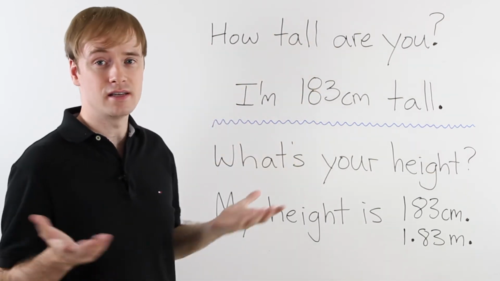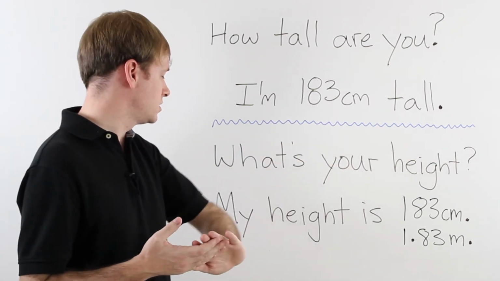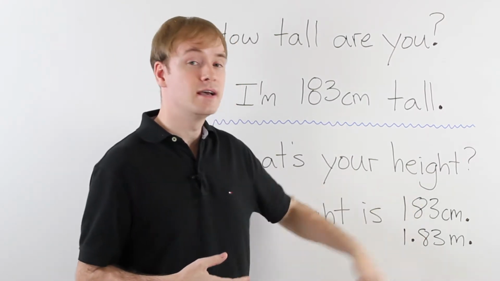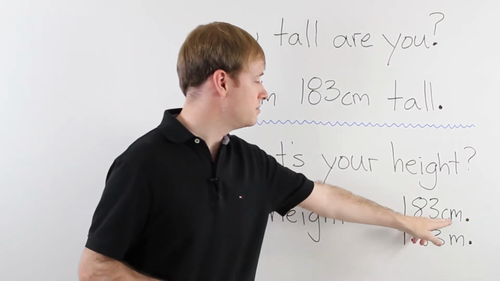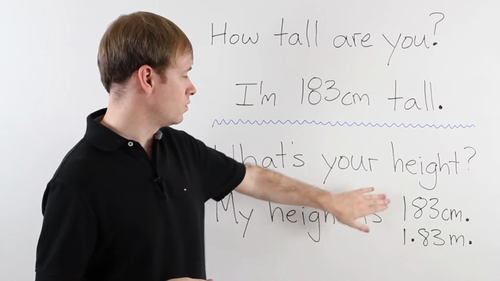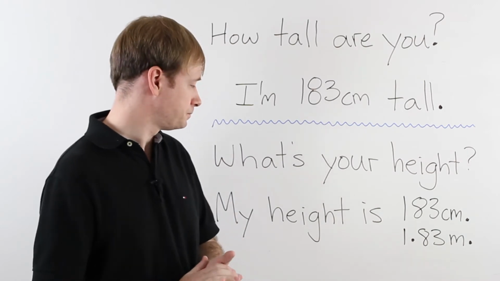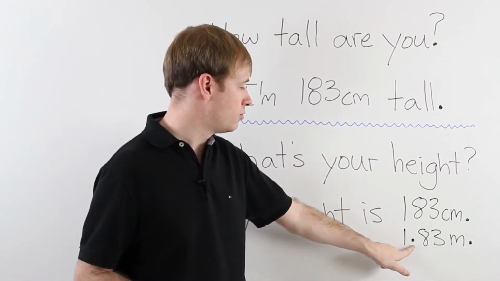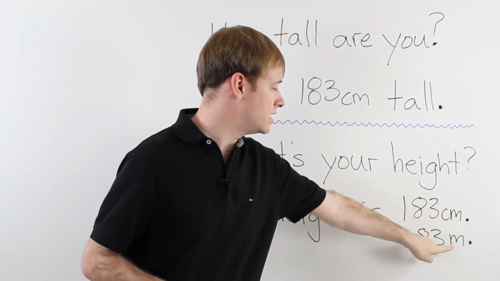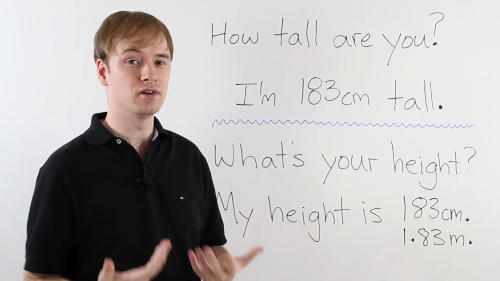Both questions are asking the same thing about height. What's your height? Well, my height is, again, 183 centimeters. Remember the S? So that's one way to express it. But I also have an example using meters. So my height is 1.83 meters. So if you're using centimeters or meters, both of them need the S. One more time, I'll say it really fast.